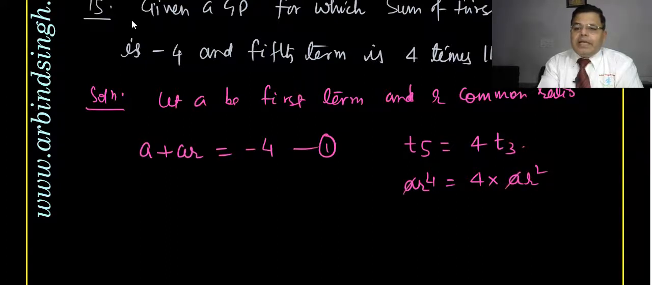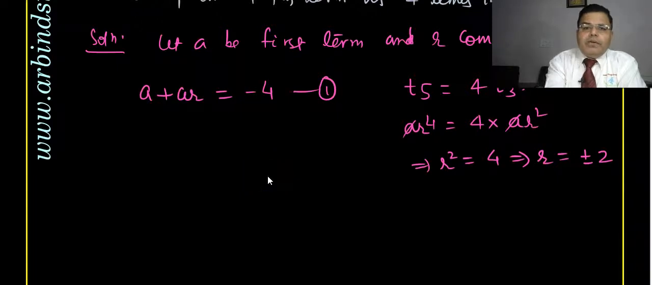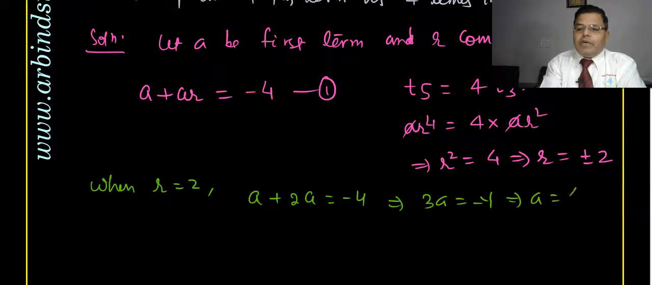So A and A cancel, and R square is equal to 4. This implies R is equal to plus minus 2. Now we have to find the GP. So if I take R equal to 2, then what will happen? A plus AR is A plus 2A, 3A, is equal to minus 4. And therefore A is equal to minus 4 by 3.